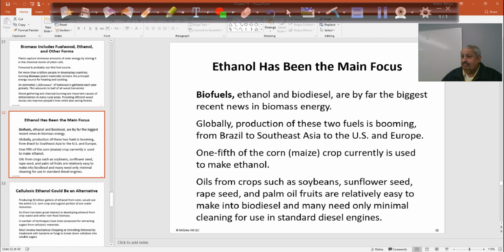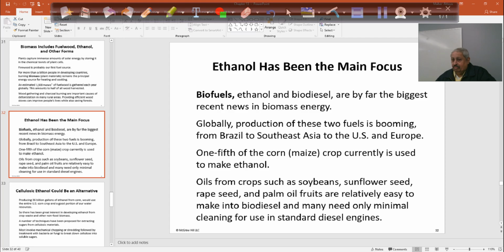Ethanol has been the main focus. Biofuels means fuels made by bioengineering or biochemistry or whatever you call it. You have a corn. You take the corn and then you extract the ethanol from the corn itself, and this is what we call biofuels. And ethanol and biodiesels are by far the biggest recent news in the biomass energy.